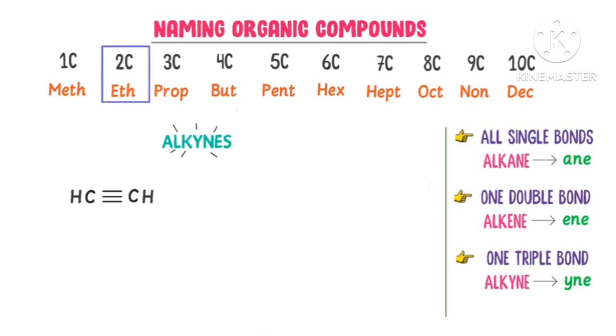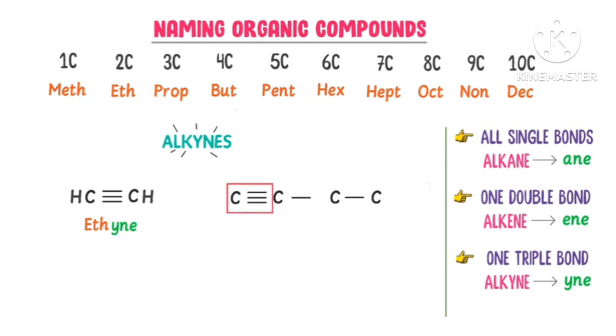There are two carbon atoms in this molecule. I write eth. Also there is triple bond present between carbon atoms. It is alkyne. And we write yne for it. So I get ethyne. Secondly, consider these four atoms of carbon in which there is one triple bond.